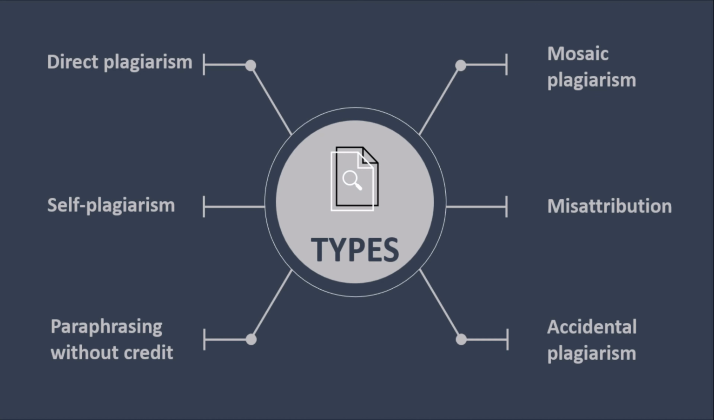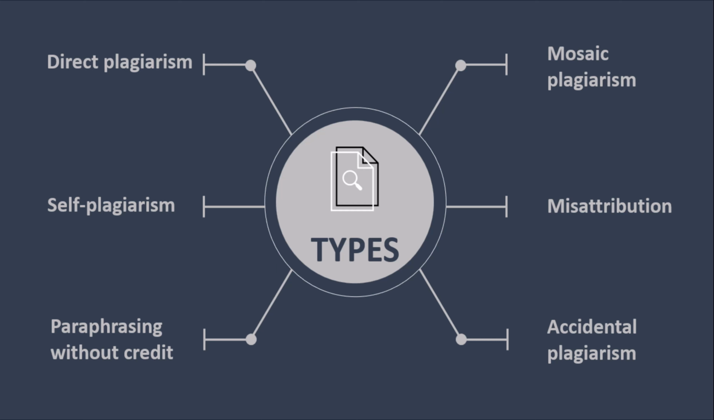First of all, we have direct plagiarism. Direct plagiarism is a form of plagiarism where you copy something from a source without editing or any form of change. You just copy it just the way it is and then you put it in your work. Whether you reference it or not, it is still direct plagiarism.